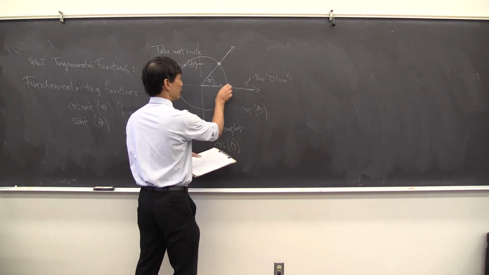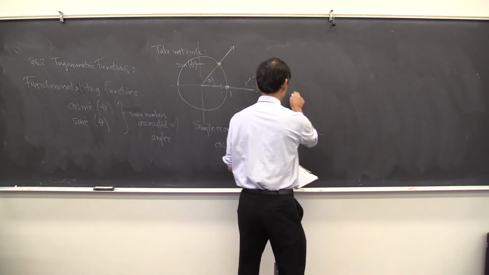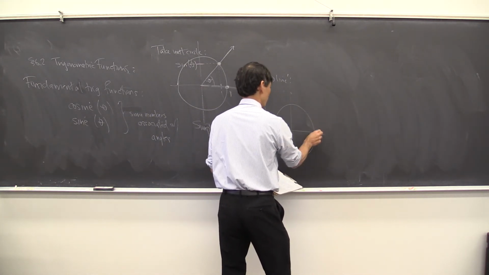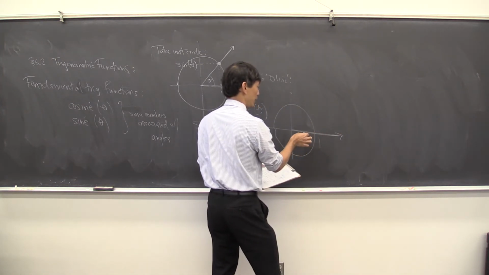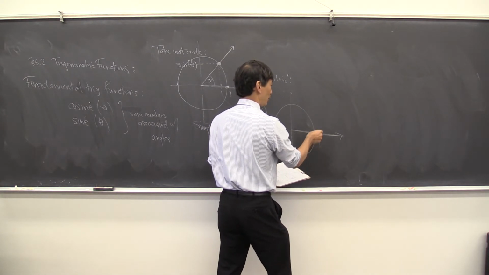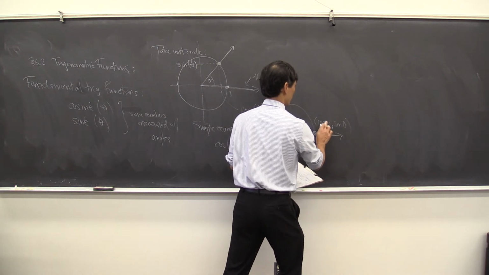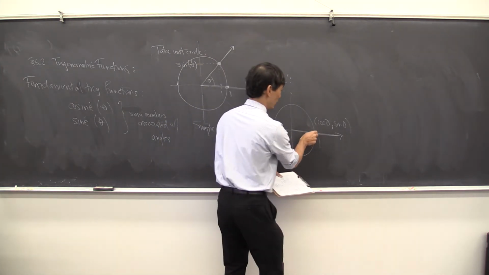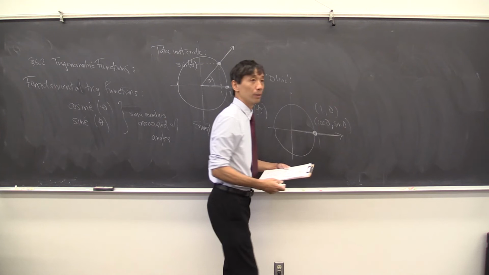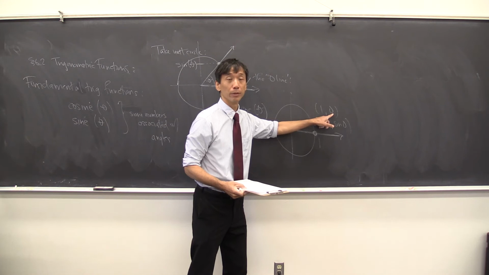Because it's the x-coordinate of this point. So remember how you figure it out. You say, I'm going to take my unit circle. I'm going to draw a ray in the theta direction, in the 0 direction. I'm going to look at the point of intersection, and that point has coordinates cosine theta, sine theta. Well, what is this point? This point is 1, 0. So cosine of 0 is 1, sine of 0 is 0.